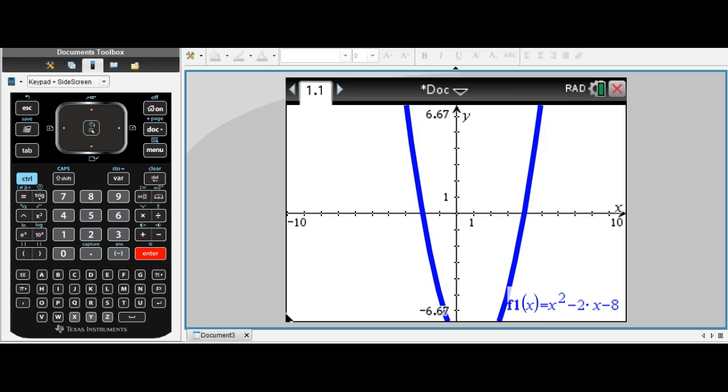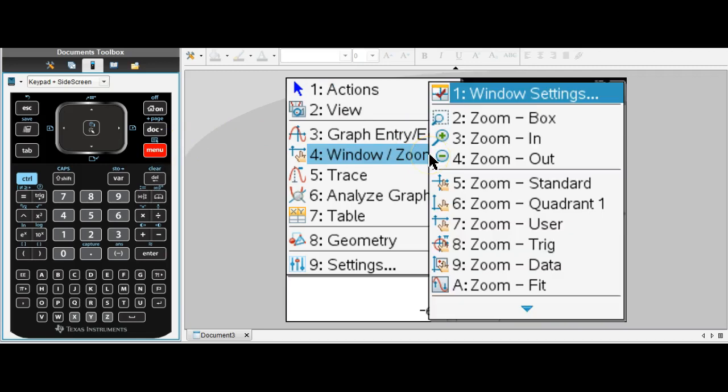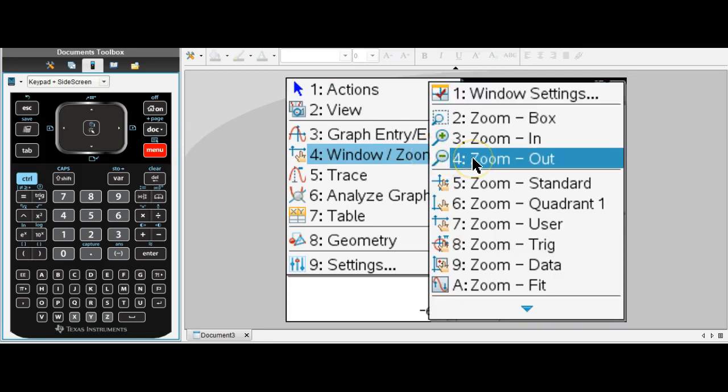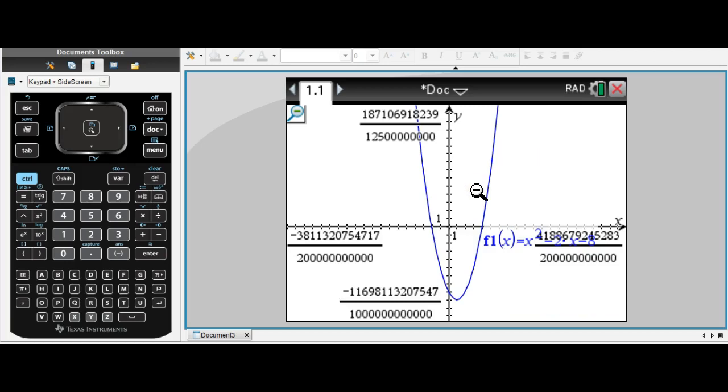Now the first thing I noticed in the graph that's been sketched is I can't see the full graph yet. So there's a few ways we can get over this problem. We're going to start with clicking the menu option. We are going to go into the window option, which is number 4, and we can just simply zoom out. So we click on zoom out and then press enter, and that should give us the full quadratic graph.